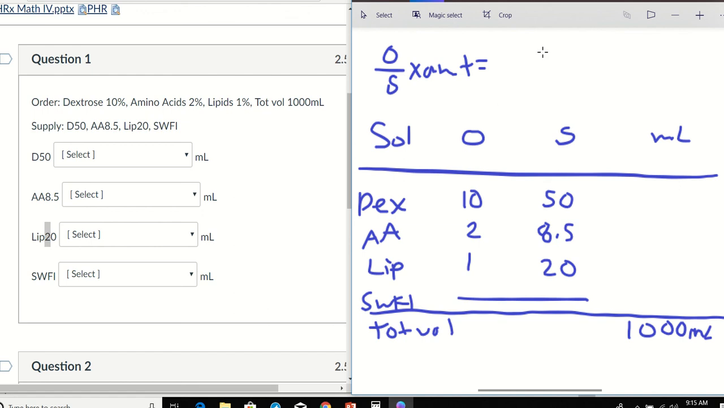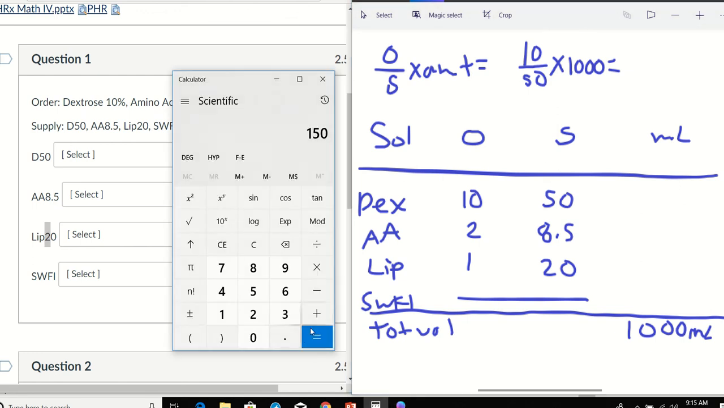All right, let's do the math for dextrose. For dextrose, you take the order, 10%, over the supply, which is 50%, and the final amount is 1,000 mLs. Let's round that to the nearest mL. So we got 10 divided by 50 times 1,000. So we're going to need 200 mLs here.